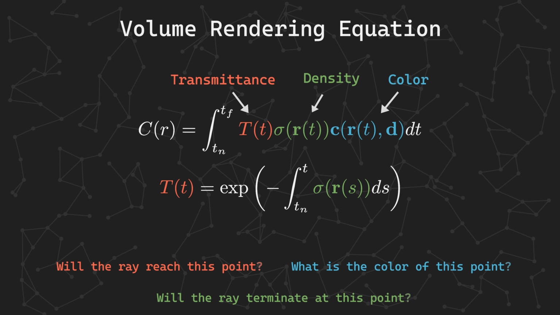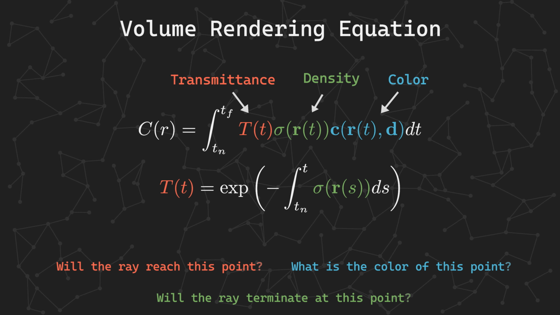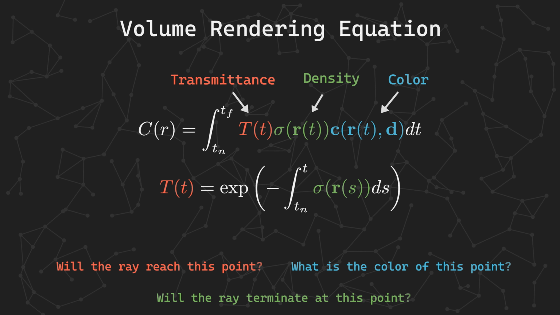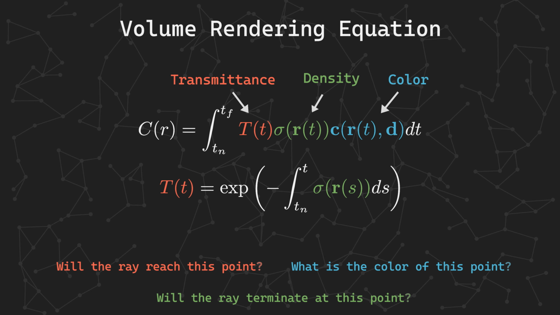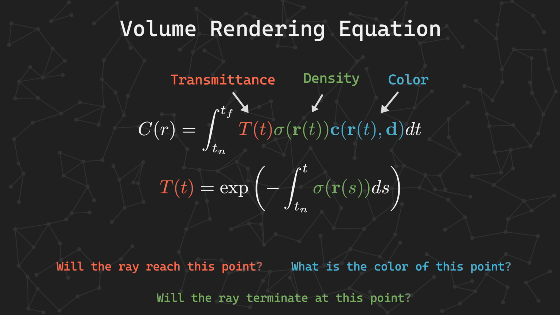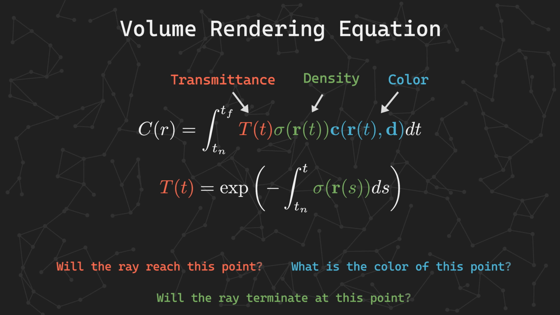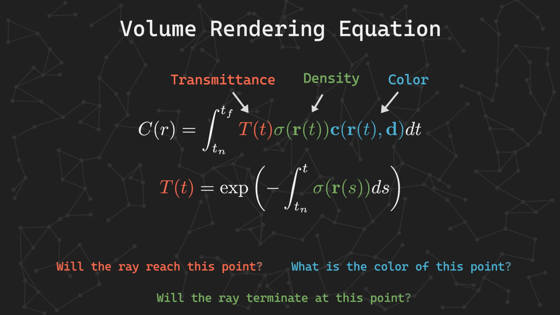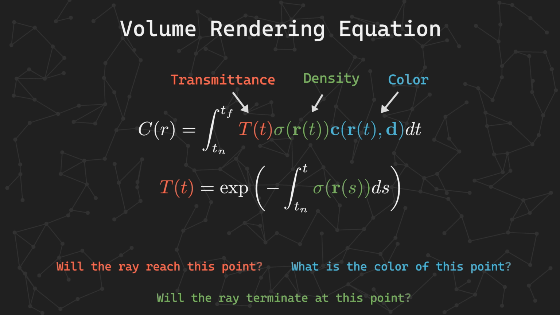The second component, sigma, is our density. The density is a differential probability that our ray terminates at this exact point due to it getting blocked by something. What's interesting here is that the accumulated transmittance at a point is a function of the density of all of the points that come before it on the ray. This makes intuitive sense because if a point earlier in the ray's path has a higher density, there is less likelihood of the ray making it to the current point.